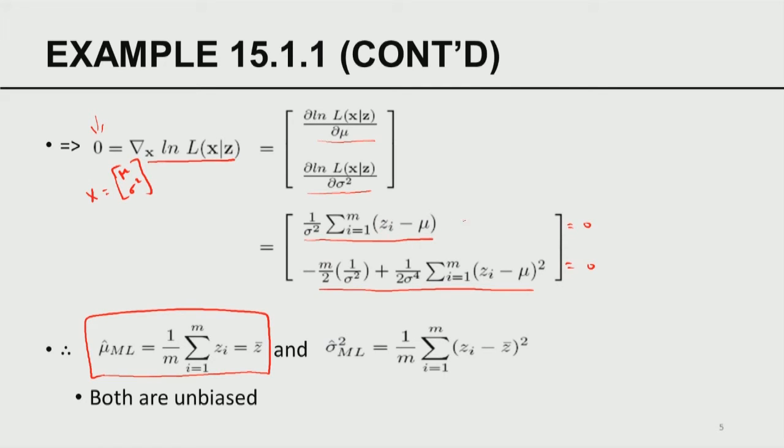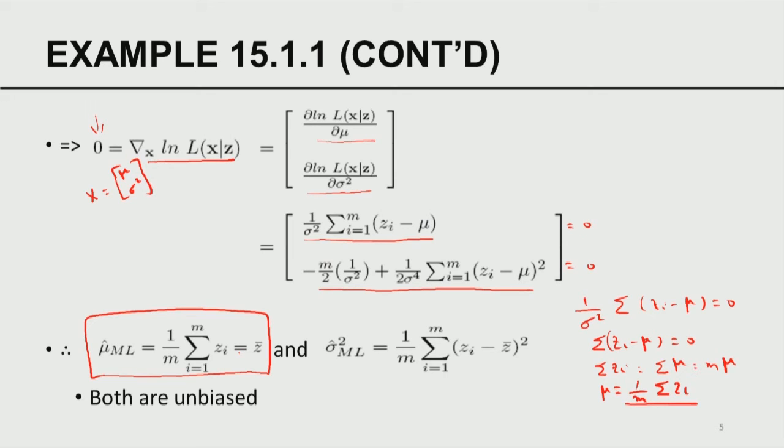Please look at this now. This must be 0. So 1 over sigma square times summation of zi minus mu must be equal to 0. This is a fraction. A fraction is 0 only if the numerator is 0. Therefore, summation of zi minus mu must be equal to 0. This tells you summation zi must be equal to summation mu, where the summation is over i running from 1 to m. So this is equal to m times mu. Therefore, mu must be equal to 1 over m times summation zi. What is that? That's the average value.